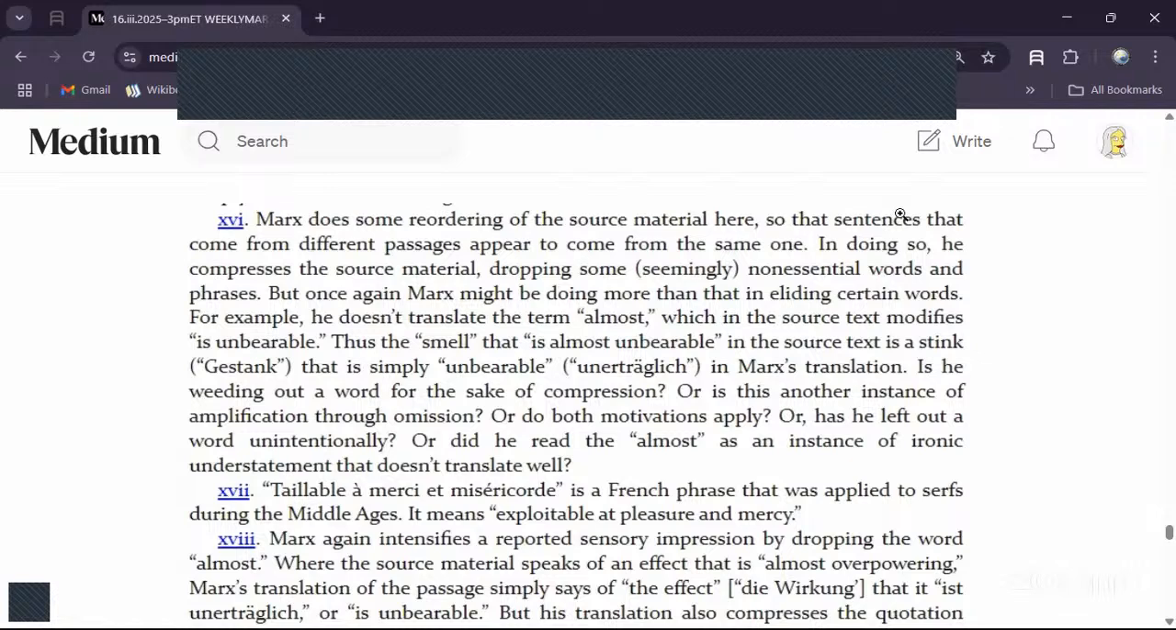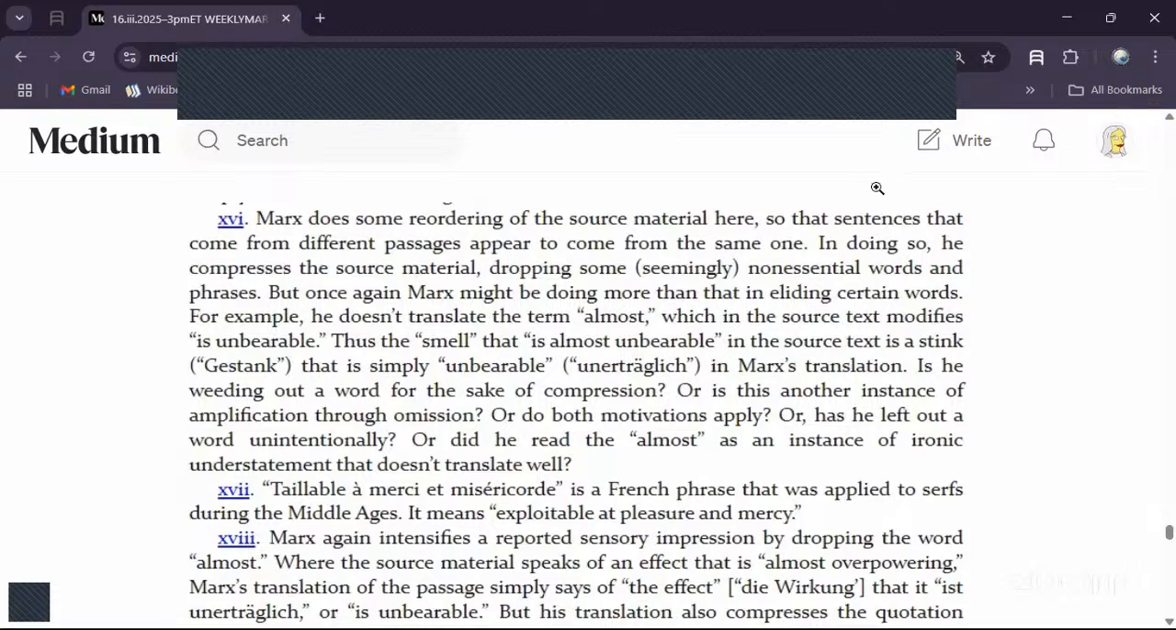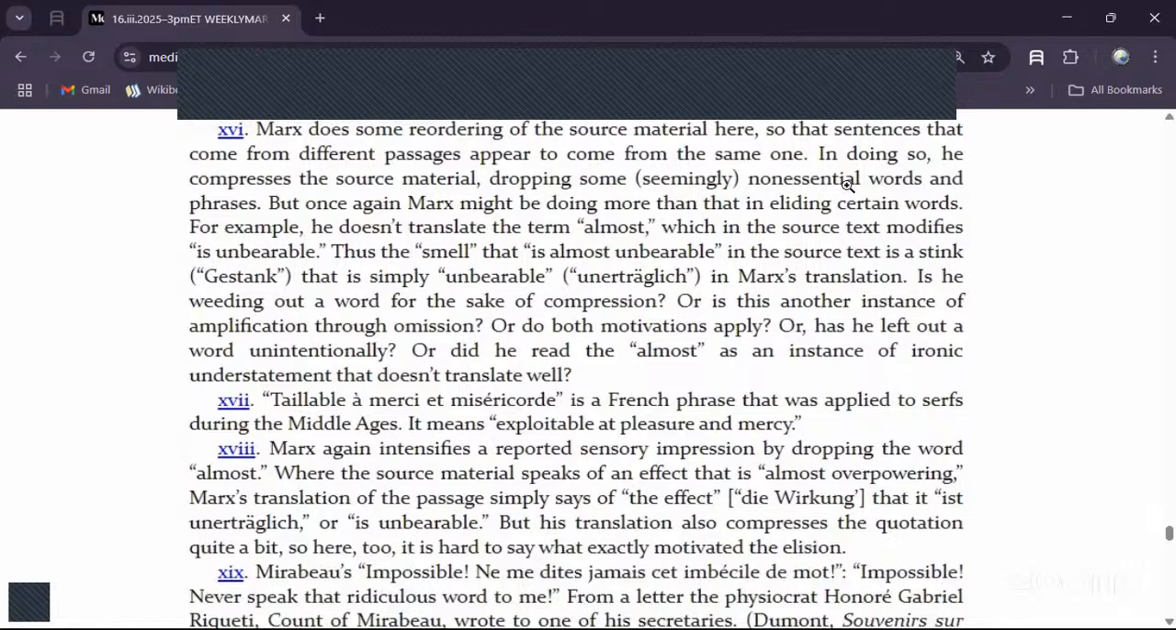unerträglich. In Marx's translation, is he weeding out a word for the sake of compression, or is this another instance of amplification through omission? Or do both motivations apply? Or has he left out a word unintentionally? Or did he read the almost as an instance of ironic understatement that doesn't translate well?